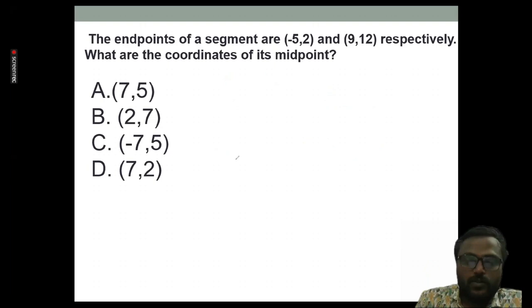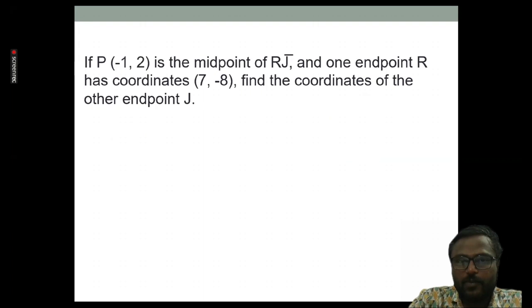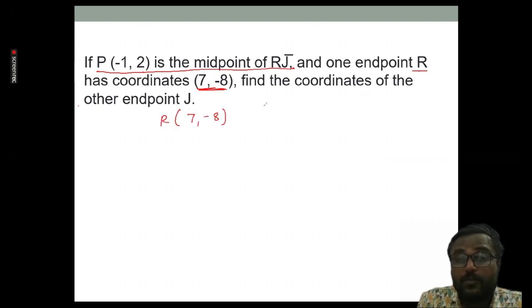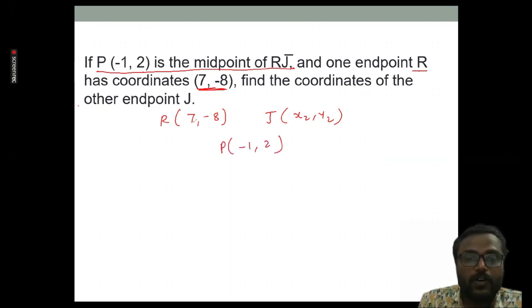So let's move on to the next question. Now let's say this is a type of question which I will be solving and it might appear in your exam. So let's say P is the midpoint of line segment RJ and one endpoint R has coordinates 7 comma negative 8. Find the coordinates of the other endpoint. So I'll put this as J x2 comma y2, whereas the midpoint P is negative 1 comma 2. So as we already know, midpoint.